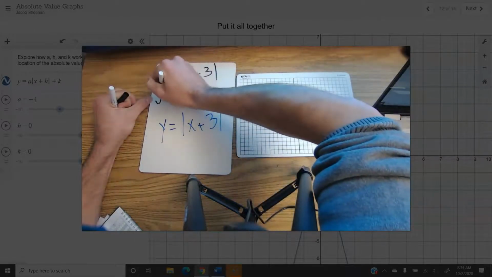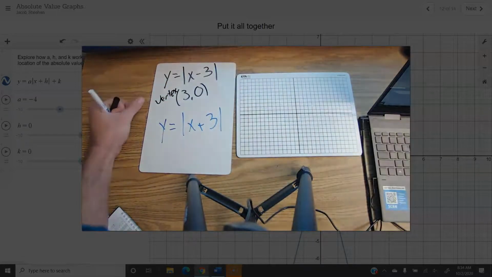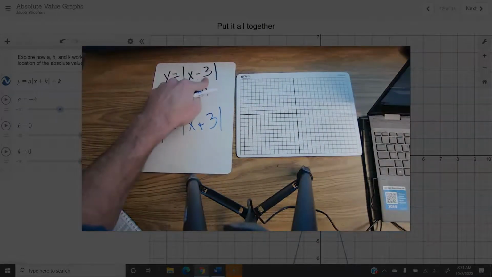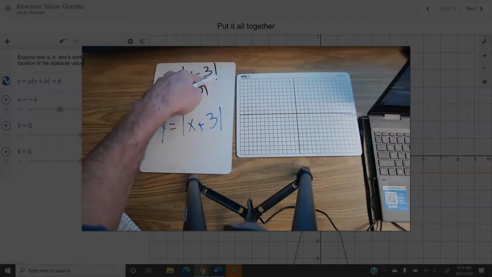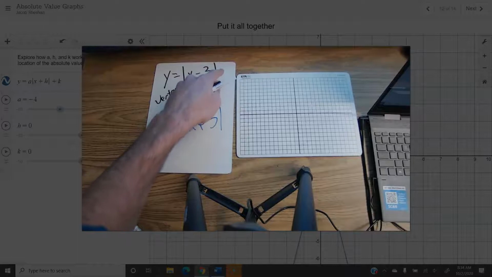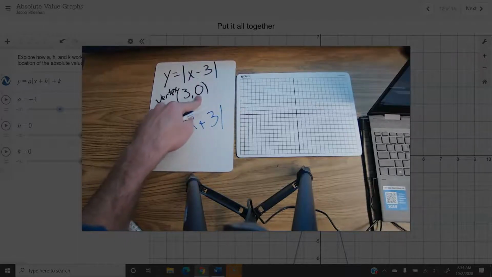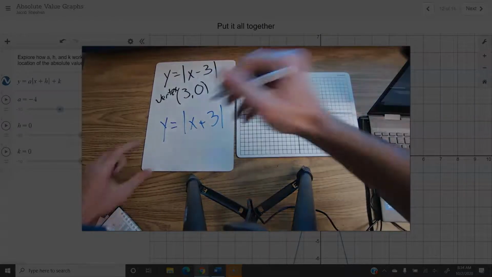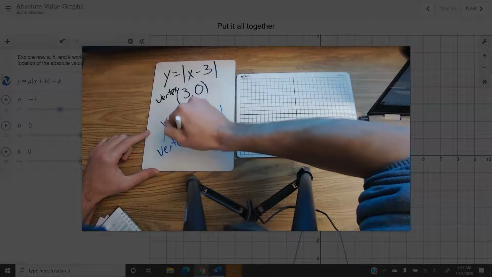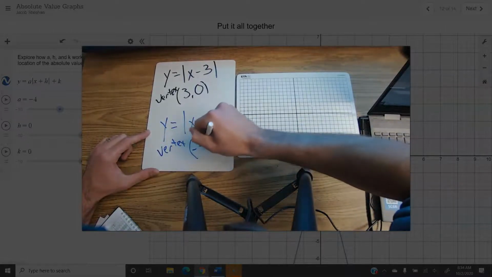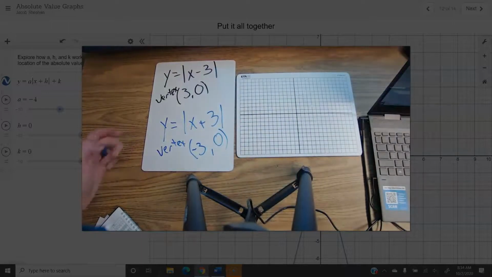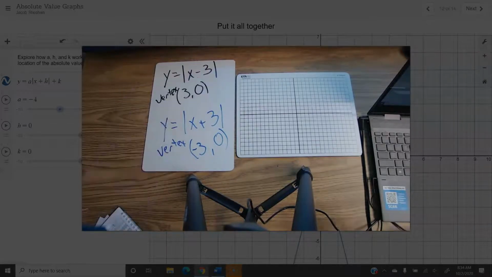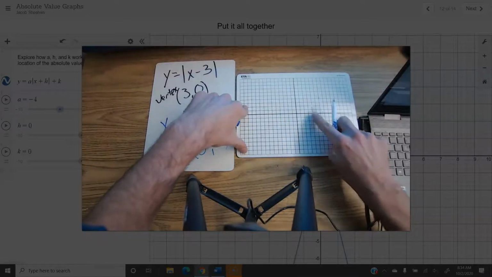So here our vertex is going to be at 3, 0. Opposite inside the bars, the same outside the bars. And since we don't have a number outside the bars, again, it is 0. Down here, we're taking the opposite inside the bars, and we are leaving the outside 0. Now, these are x values. You're going to write these on the line for x.